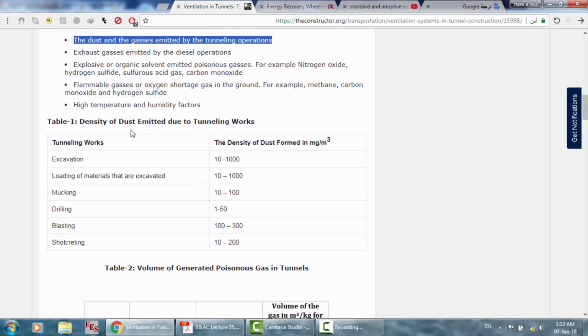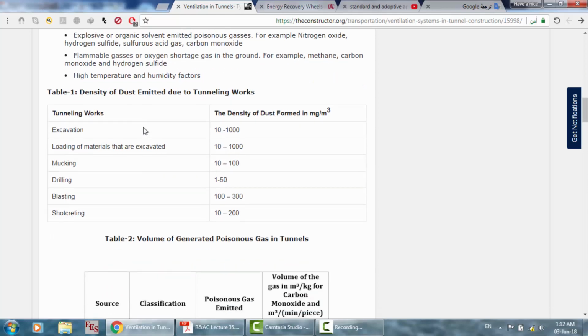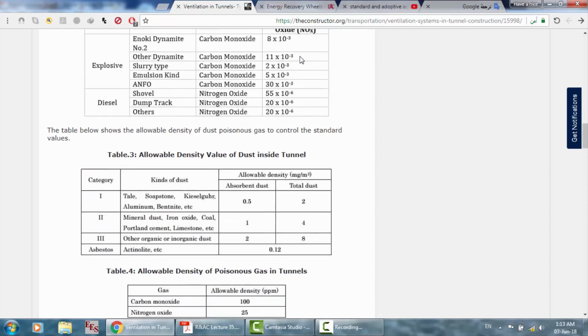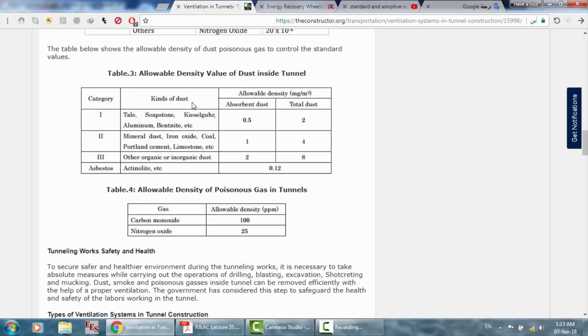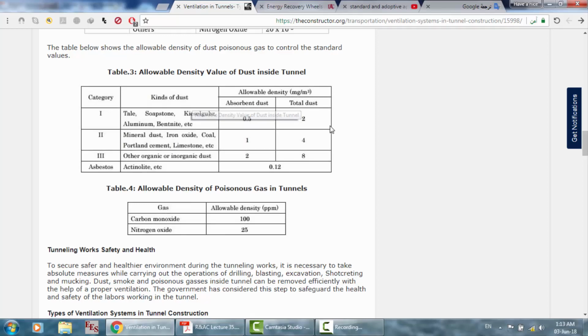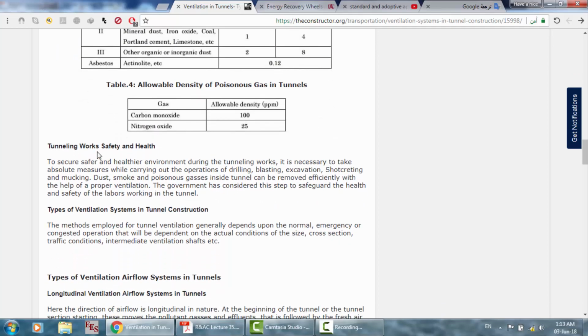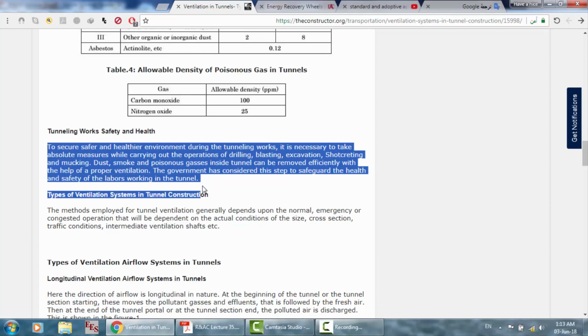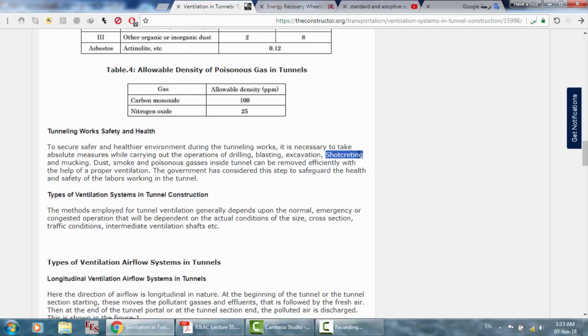We have here the density of dust emitted due to the tunneling works, and Table 2, the volume of poisonous gas generated in tunnels. You have to study these things to know the amount of air that is required to remove these contaminants and poisonous things. To secure a safer and healthier environment during the tunneling works, it is necessary to take absolute measures while carrying out the operations of drilling, blasting, excavation, and shotcreting. We have here shotcreting.